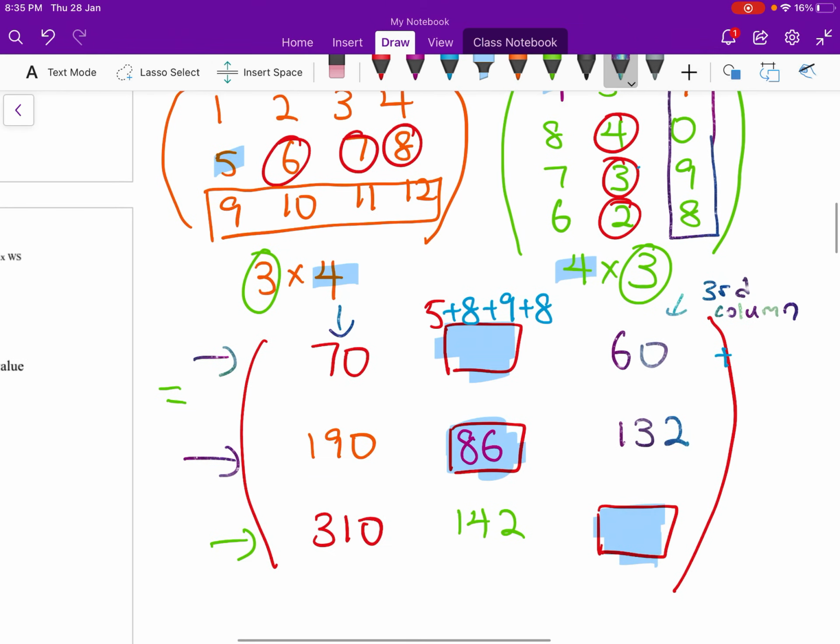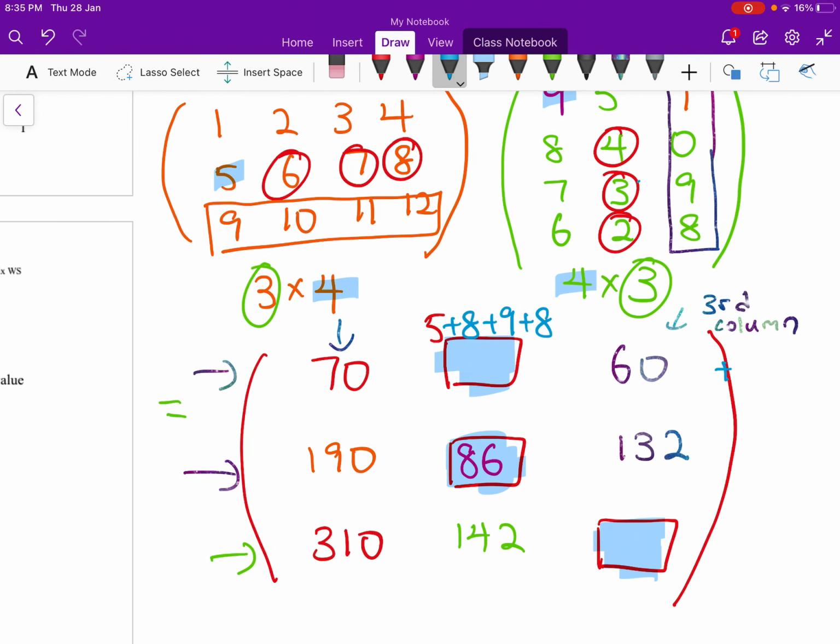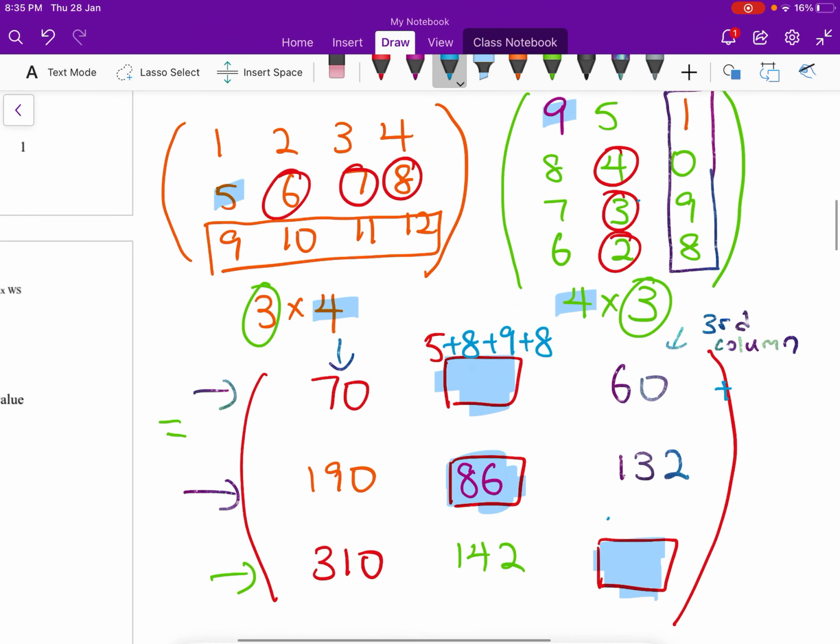First number 9 times first number 1, which is 9. Second number 10 times second number 0, 0. Third number 11 times third number 9, 99. Last but not least, fourth number 12 times fourth number 8, 96. So you just add accordingly. You should get 204.